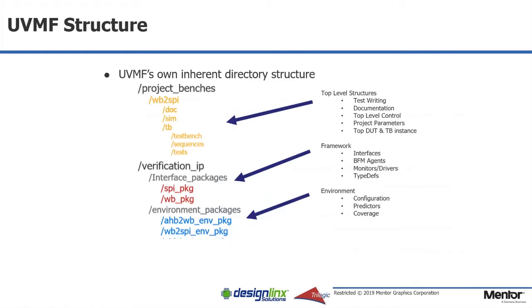The directory structure is very recognizable through any code generation. It's basically two areas. We have a project bench area and a verification IP area. Under project benches, you get the stuff you need to do test writing, a place to add documentation, top level control, project parameters, and the top DUT and test bench instantiation.